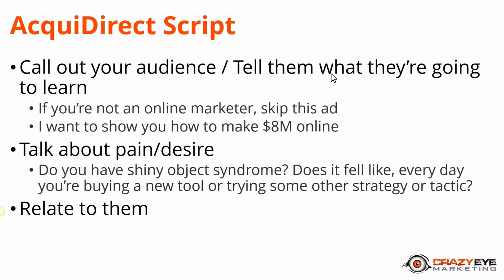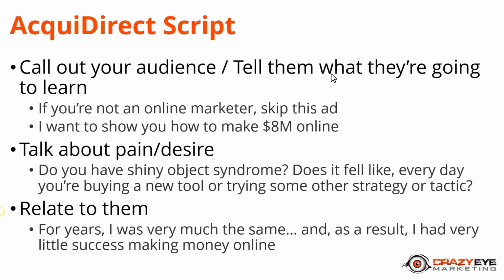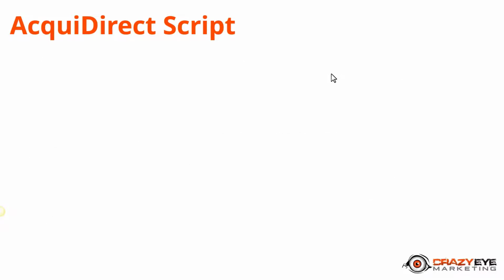So then the next step is to relate to them. "So for years, I was very much the same, and as a result, I had very little success making money online." So there we go, we are just like them. We were in the same spot they were a couple years ago, bouncing around from shiny object to shiny object and having very little success making money online.